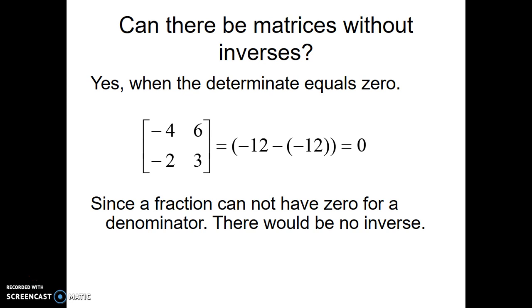Now, can there be matrices that don't have an inverse? The answer is yes. When we look at the determinant, we want to make sure that it does not equal 0. If it equals 0, that means there's no inverse for that matrix. If you remember, when you type any number divided by 0 into your calculator, we get an error, and it says something like divide by 0 error. Since a fraction cannot have 0 for a denominator, there would be no inverse.